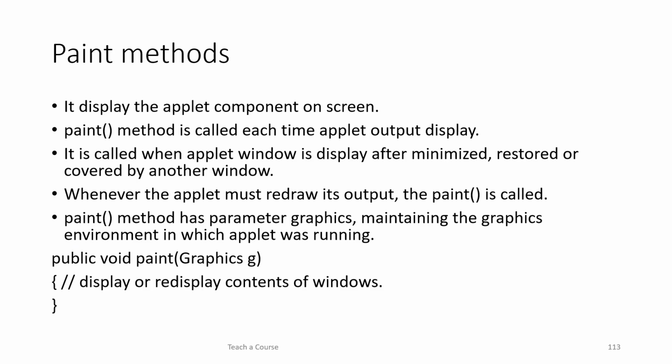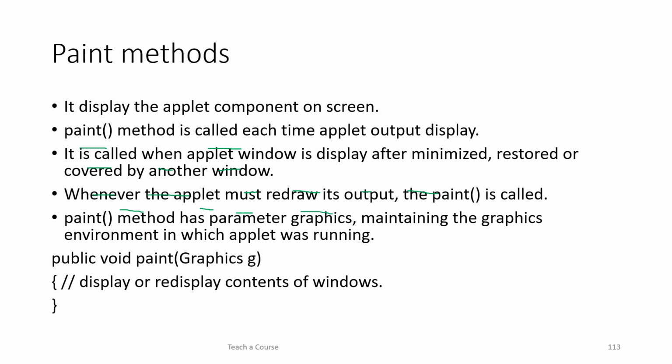The paint method is an important method. It displays the applet component on screen. The paint method is called each time the applet output is displayed. It is called when the applet window is displayed after it is minimized, restored, or covered by another window. Whenever the applet must redraw its output, the paint method is called.